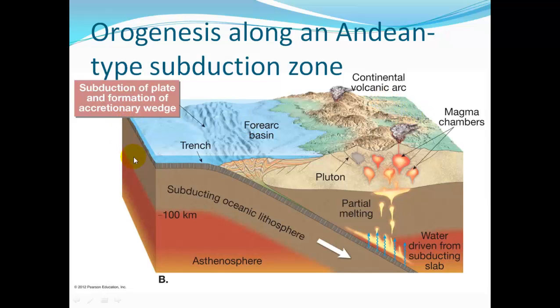Okay, so here we go. We have our subducting plate, materials scraped off and pushed against the continental crust. That's your accretionary wedge. Partial melting forms our volcanic continental arc.